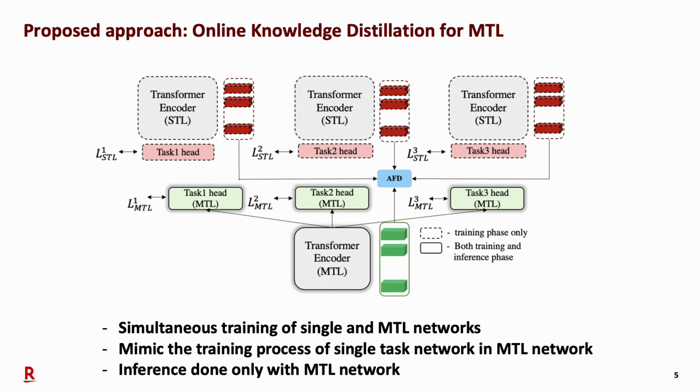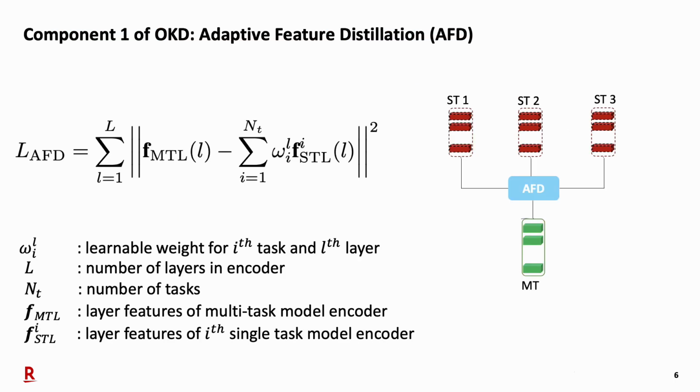We use vision transformers, specifically ViT-tiny architecture, as the encoder. We also use transformer layers for task-specific heads. We propose two components for online knowledge distillation by which the knowledge of single-task networks is distilled to the multitask network. The first component is termed adaptive feature distillation, or AFD. This loss performs a weighted alignment of single-task features with multitask features. The degree of alignment of the single-task features of each task towards the MTL features is determined by a learnable parameter omega, which is learned along with the network parameters.